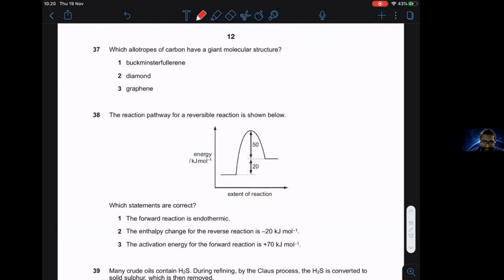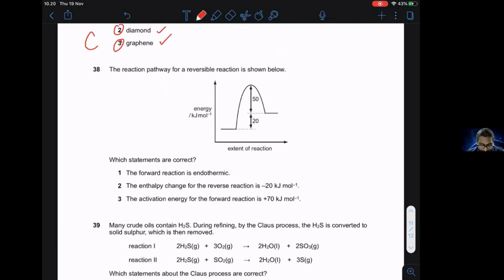37. Which allotropes of carbon has a giant molecular lattice? Do remember Buckminster fullerene, they are not giant. So diamond and graphene, they are giant molecular structure. So the answer in this case is going to be C. Okay, 2 and 3.